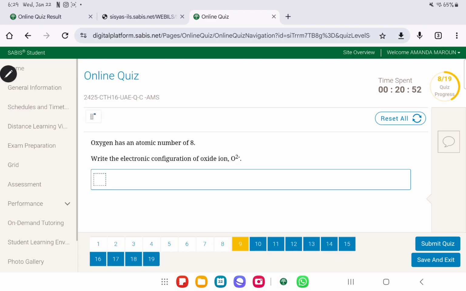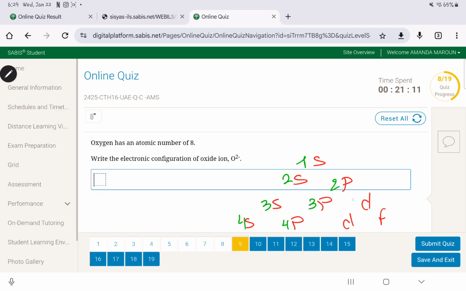So if we are going to write its electronic configuration, we are going to be using the s, sp, spd, spdf order, then 1, 2, 3, 4, 2, 3, 4, 3, 4, 4. Okay, what do we need to fill in? We need to fill in 2 and then 6, but because there is 2 minus, we are going to be adding 2 electrons to the valence electrons, which is 8. So in total, we need to fill 8 electrons.